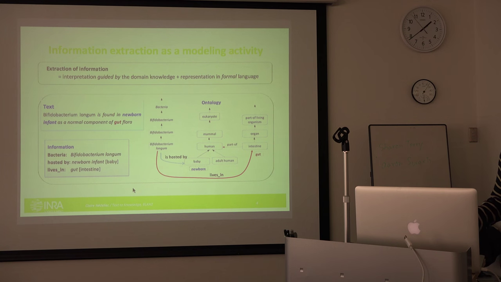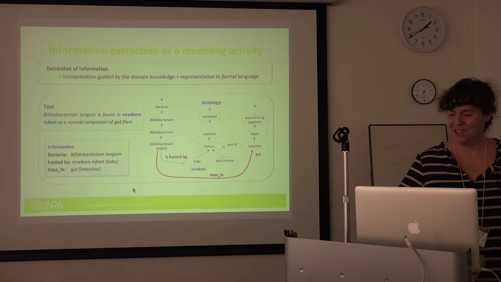And more interestingly, we can relate these values of the form to an ontology. This is just an extract, a simple example, where we have a hierarchy of hosts, a hierarchy of parts of this host, and a taxonomy of bacteria. And this way, we can relate concepts of the ontology, here the baby, to values of the form. Baby is related to newborn, and gut is related to intestine. And doing that, we can add a new relation between Bifidobacterium longum, the bacteria of the text, and the intestine, with the lives-in relation. Okay? So this is a classical framework for information extraction.